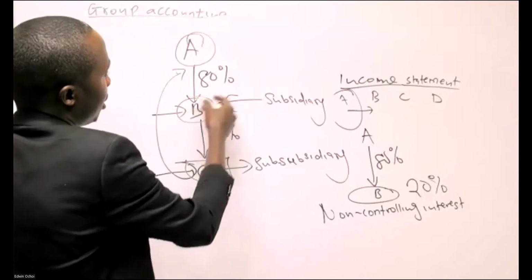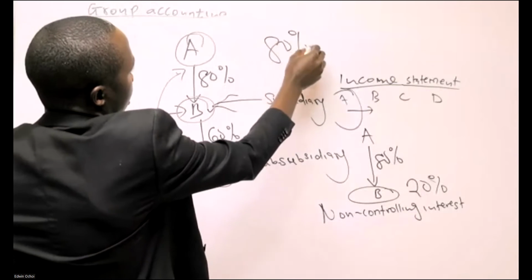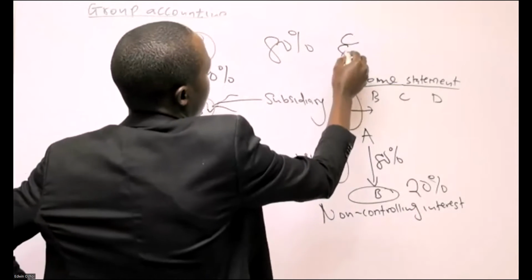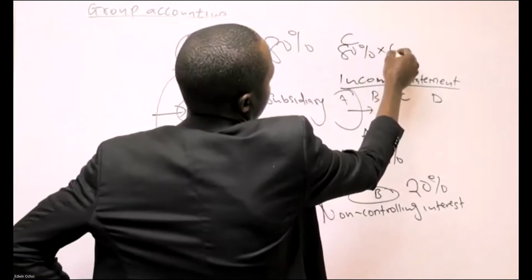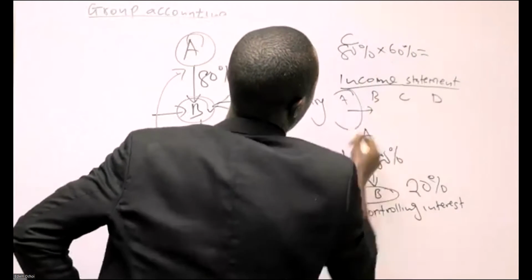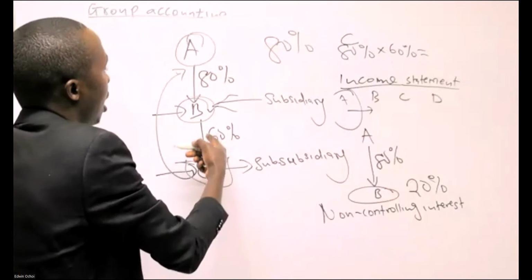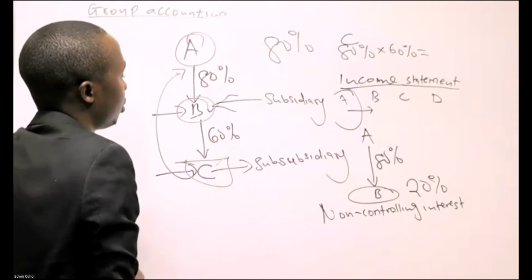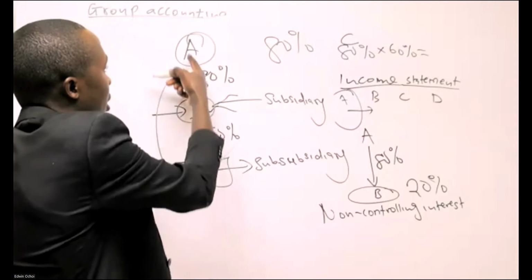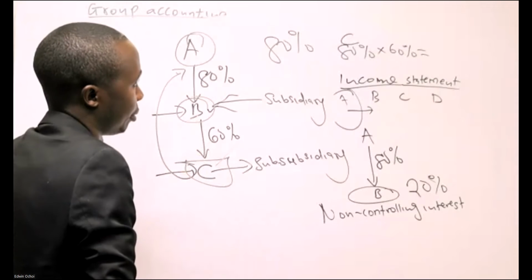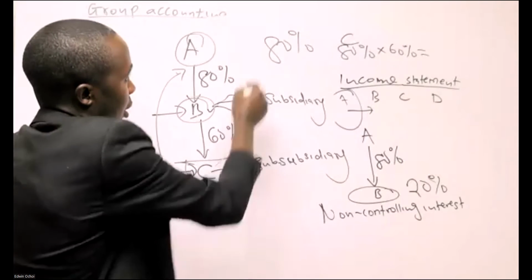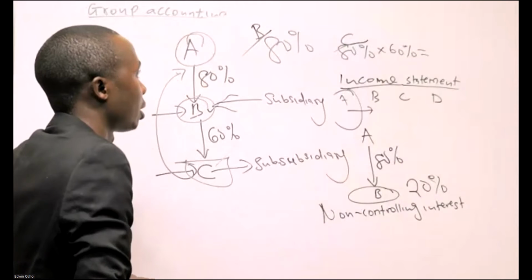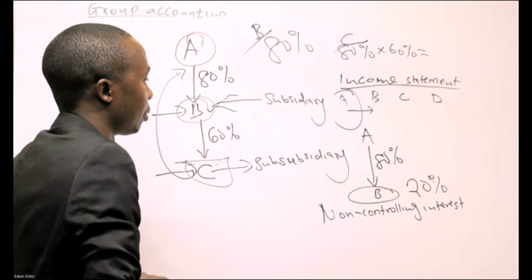So B is controlled 80%, but for C, you take 80% and 60%, because it's controlled through B, and A was controlling B up to 80%. It's only that A used B to invest in C. So the control in B is 80%, but the control in C, you have to take 80% times 60%.